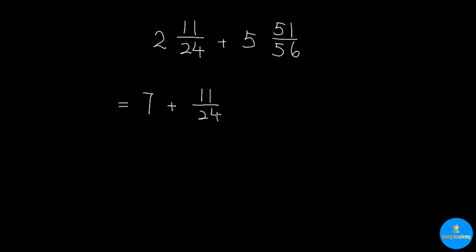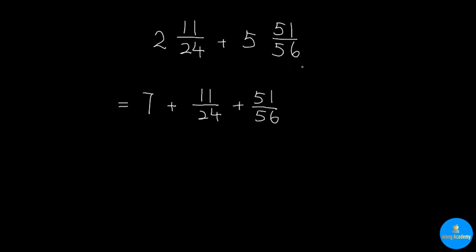Let's say we have 2 and 11 over 24 plus 5 and 51 over 56. To add these two fractions, first we would add up the whole numbers, which is 7. Next, we will try to deal with 11 over 24 plus 51 over 56 in the following manner.